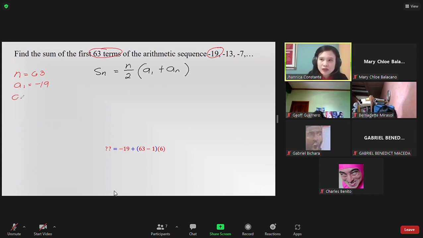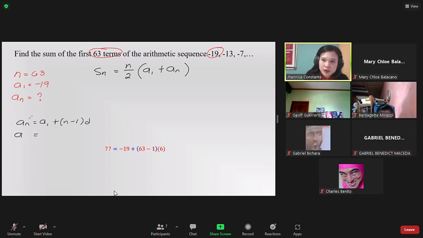But we don't have the value for our nth term. We need to solve for the nth term before we have the sum of our arithmetic series. So, since we are missing the value for the nth term, let's go back to the formula of our arithmetic sequence for us to solve for the nth term, which is an equals the first term plus n minus 1 times d.